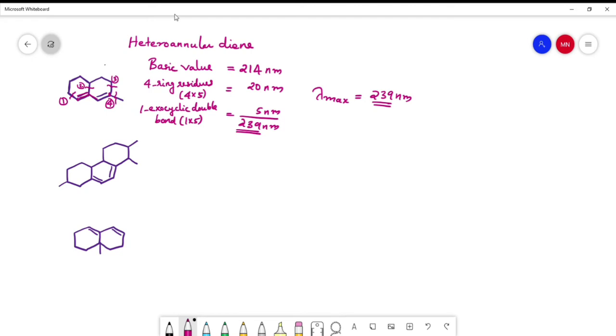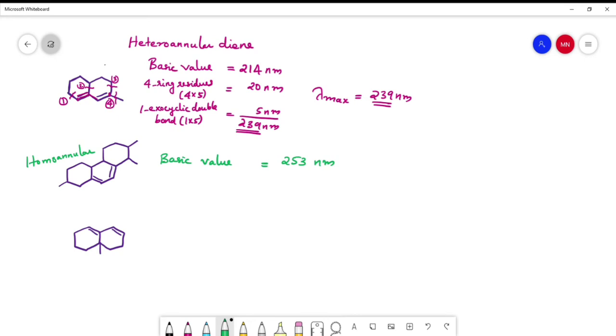Now move on to the second compound. Here you have the diene component, but it happens to be in the same ring. So you have to identify the system. The system is homoannular. You have to recall the base value. The base value for a homoannular diene component is a bit higher. It is 253 nanometer.